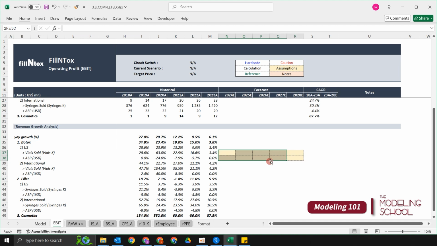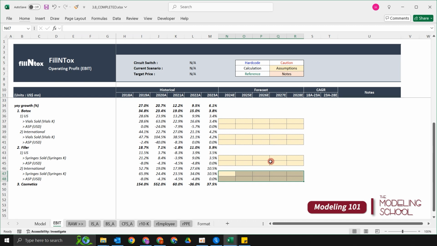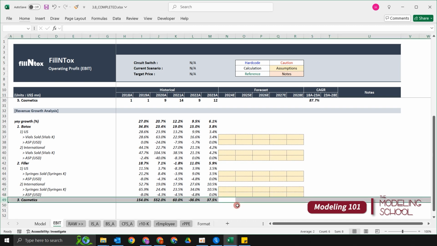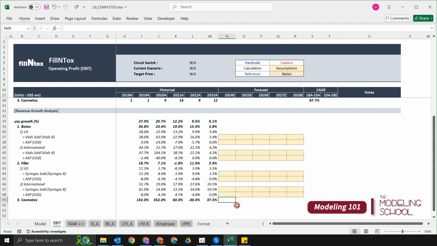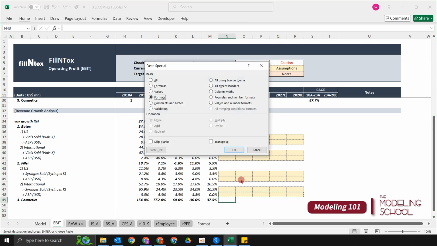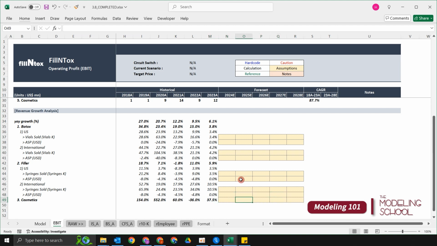We're going to copy these formats and paste format. So Alt EST for price times quantity. Again, for fillers as well, F4. For international fillers, F4. And lastly, we also do need the assumptions for cosmetics products as well, despite it's relatively less important. Control C, Alt EST again. So we have a total of 9 rows to make assumptions.